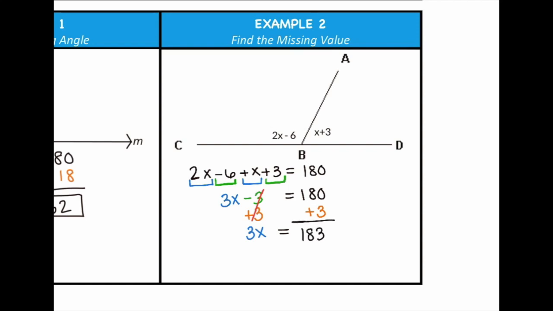And then the last step is to completely isolate x. So in order to do that, I need to look at what operation connects 3 to the x, which is multiplication, which means that I'm going to have to do division to isolate x. So I need to divide both sides by 3. On the left-hand side, it cancels out. And on the right-hand side, now we have 180 divided by 3. So x equals 61.